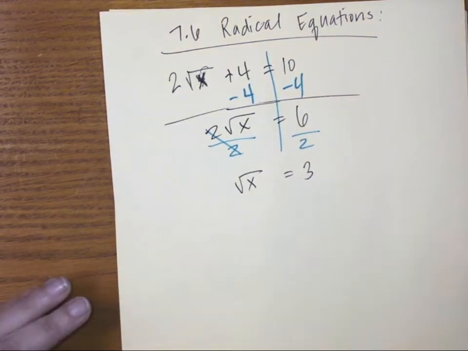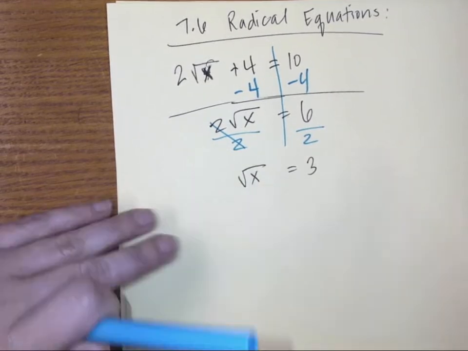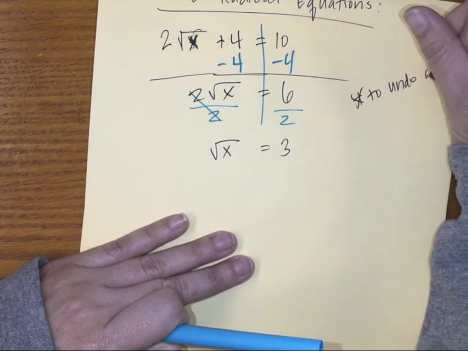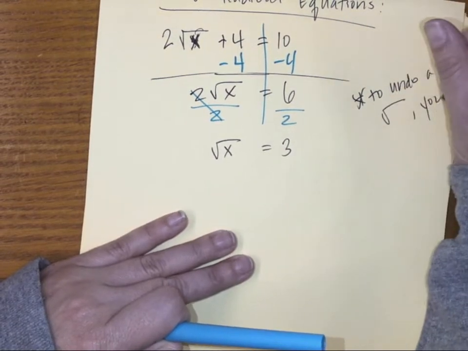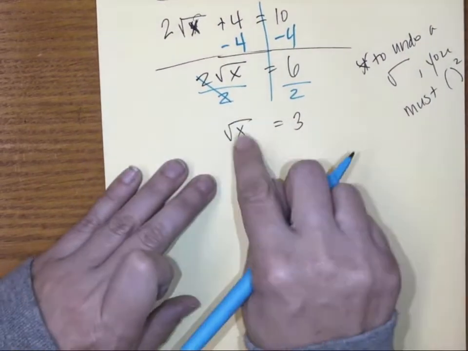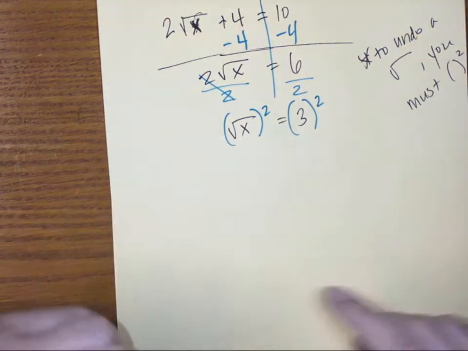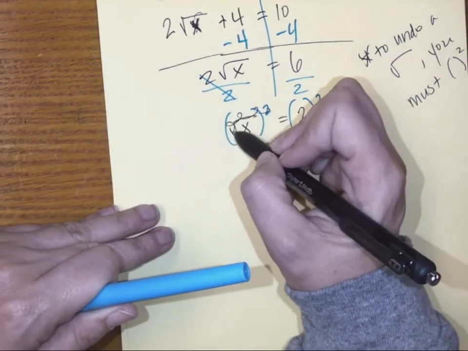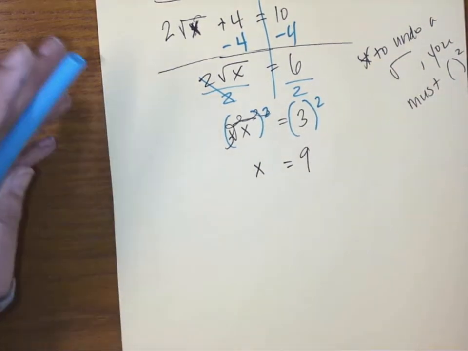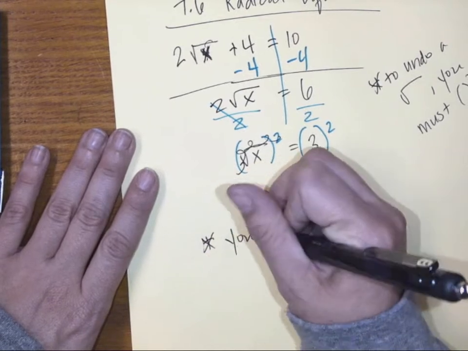Now, to solve for x, I need to undo the square root. The way we undo a square root is we square it. That's the big thing here: to undo a square root, you must square it. So I'm going to raise both sides to the second power. The square and square root undo each other, and I'm left with x over here, and 3 squared is 9.